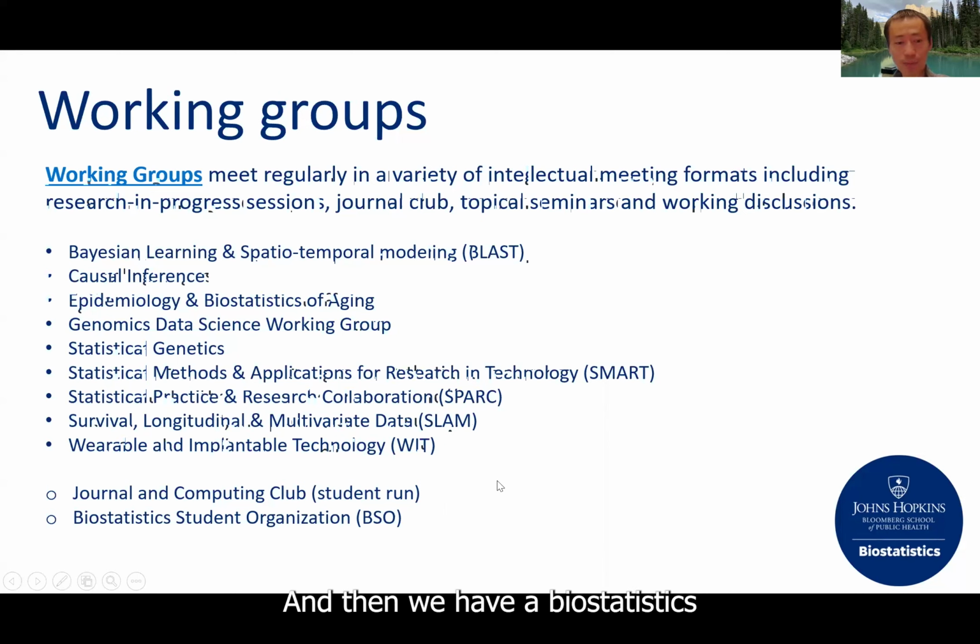And then we have a biostat student organization, which again is a student-led organization that helps our students in many different ways. They have a mentorship program that pairs the incoming student with a more senior student so that you can get some informal advice from them when you come into the department and things like that.